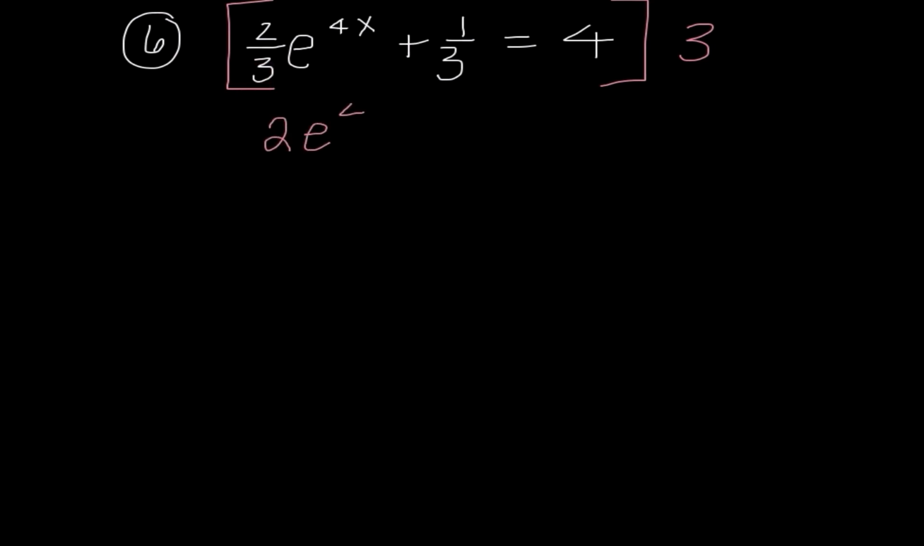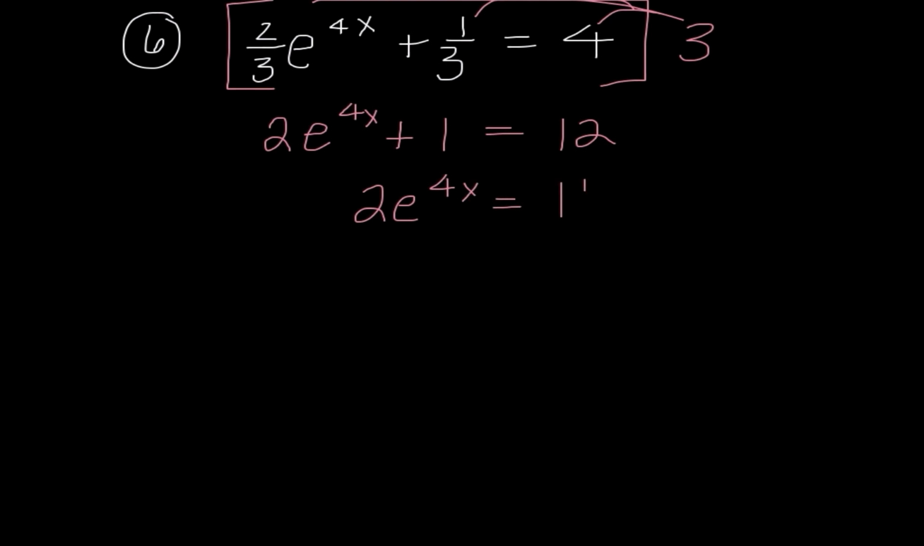2 times e to the 4x plus 1 is equal to 12, because we need to distribute this to all 3 of those terms. So now I'm trying to isolate e to the 4x, so I'm going to subtract 1, and then I'm going to go ahead and divide by 2. So I have e to the 4x equals 11 halves. So once again, I'm going to go ahead and take a log of both sides. So instead of taking log this time though, I'm actually going to erase that. I'm going to take an ln.